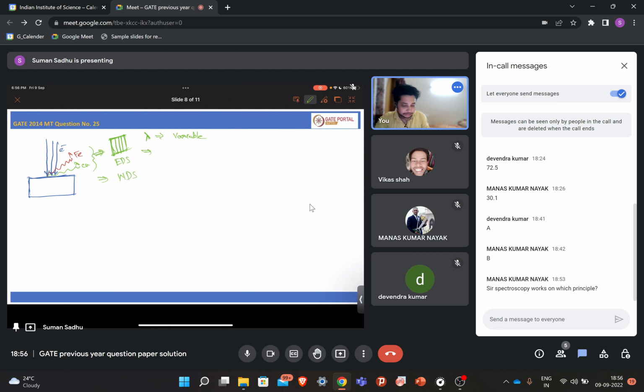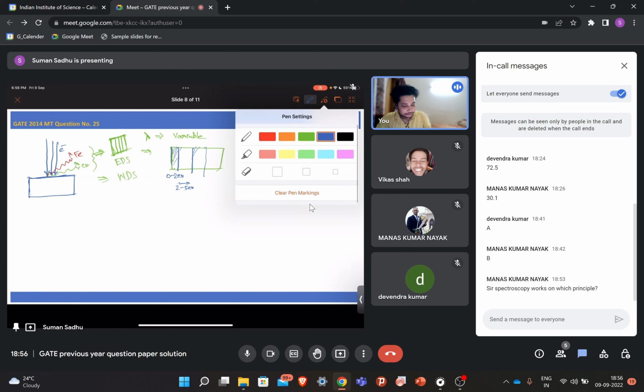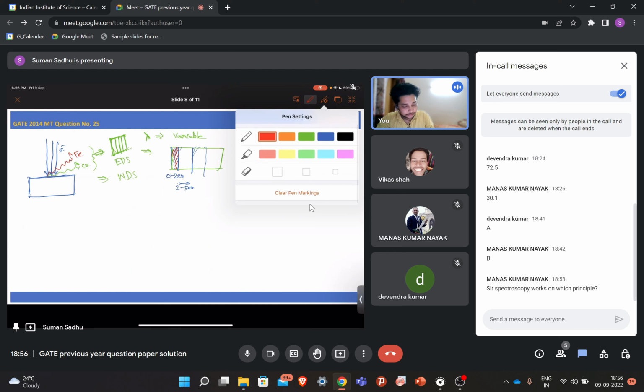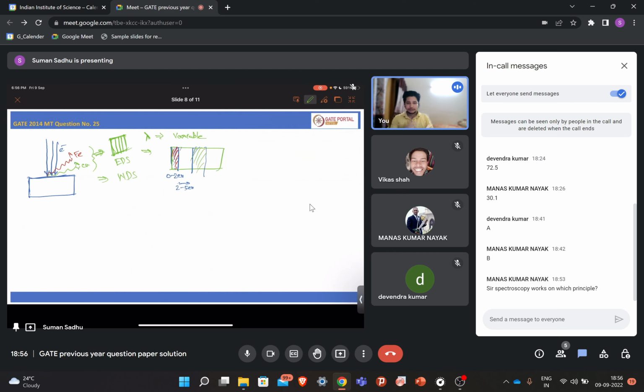Let's say you have this channel, from 0 to 2 electron volt. Let's say this channel is for 2 to 5 electron volt. So there are different channels. Depending on the energy of the X-ray, it will store it here, and it will store some other lambda somewhere else. Let's say it stores copper here and iron somewhere else. So this way it will judge which element is present and how much quantity.